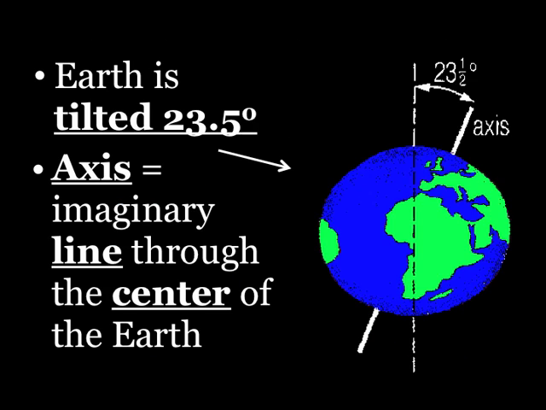First we want to talk about how the Earth is tilted at 23.5 degrees, which means the Earth is tilted at an angle. The axis of the Earth is an imaginary line that runs through the center of the Earth. It is tilted at a 23.5 degree angle. Please pause to take notes.